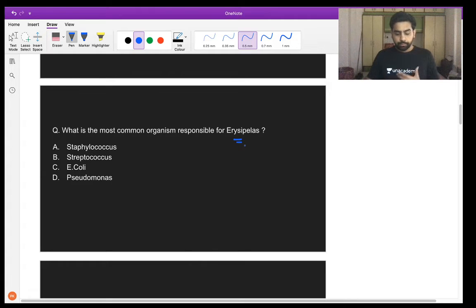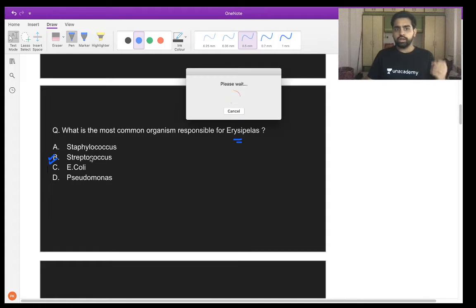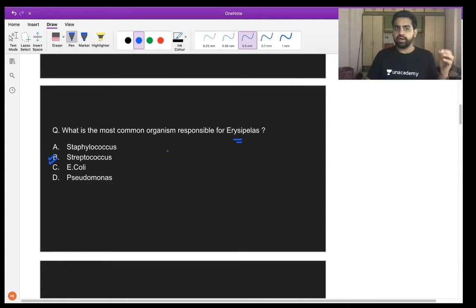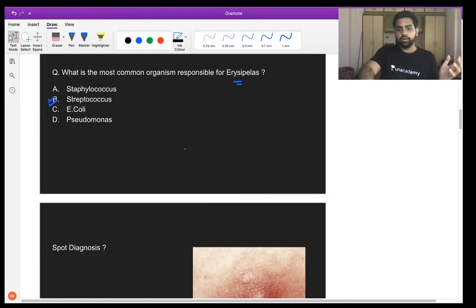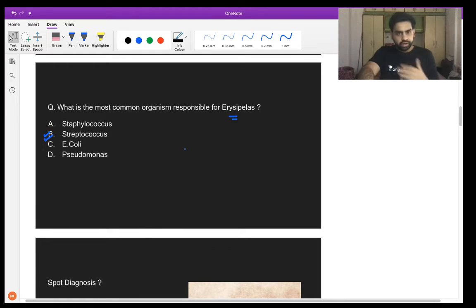Madhu is saying B, Nabrun is also saying B. Yes, guys, very good. It is basically streptococcal in origin. They say that it is polymicrobial, but if they ask you one, then you have to go for streptococcus. So please understand, the most common organism responsible for erysipelas is streptococcus. It is not staph. Please understand, it is not staphylococcus, it is streptococcus. This is a mistake people make. It is a very simple question, repeated a couple of times, and the answer is streptococcus.